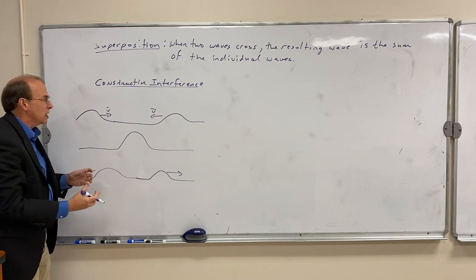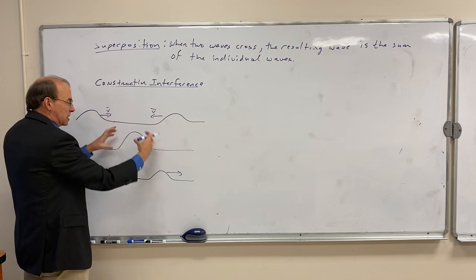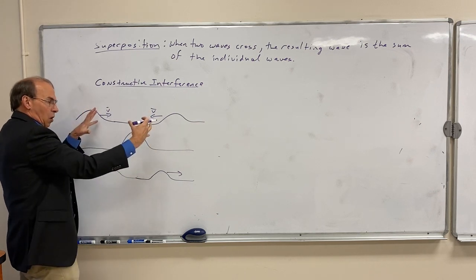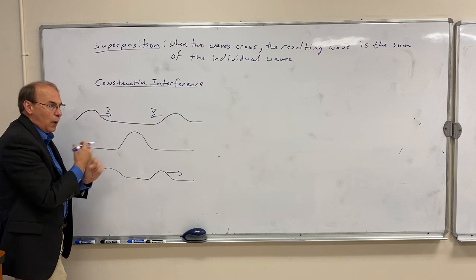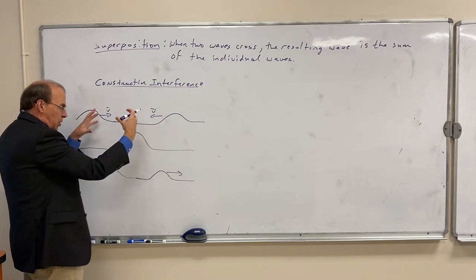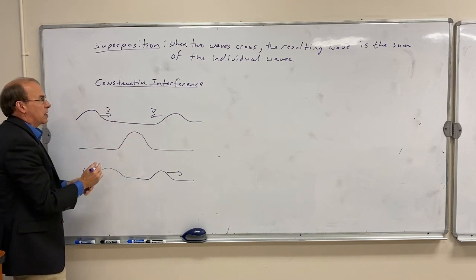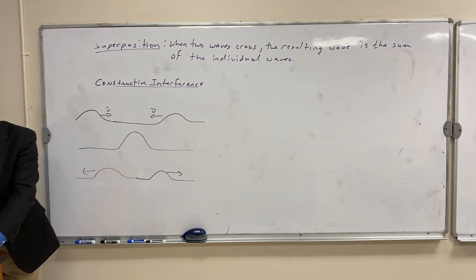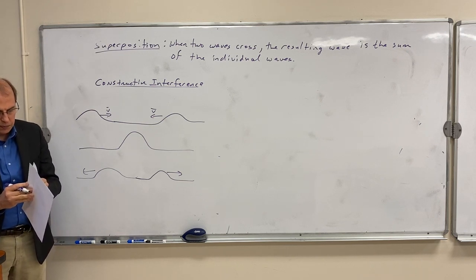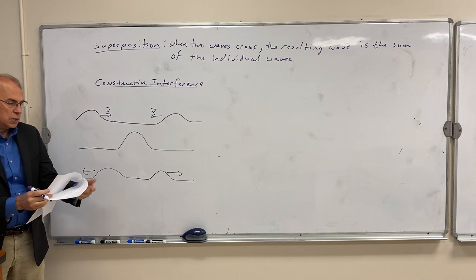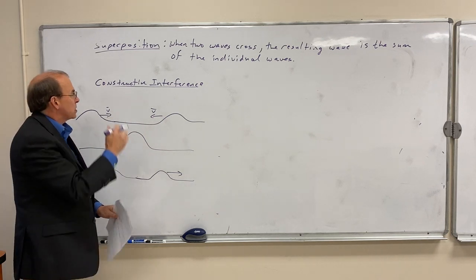Particles don't do that. Imagine this is a bowling ball and another bowling ball. When bowling balls meet, they don't briefly make a great big bowling ball and then just keep going. But waves do that. When waves meet, they can make a bigger wave and then just pass through each other and keep going. So when they make a bigger wave, that's called constructive interference.